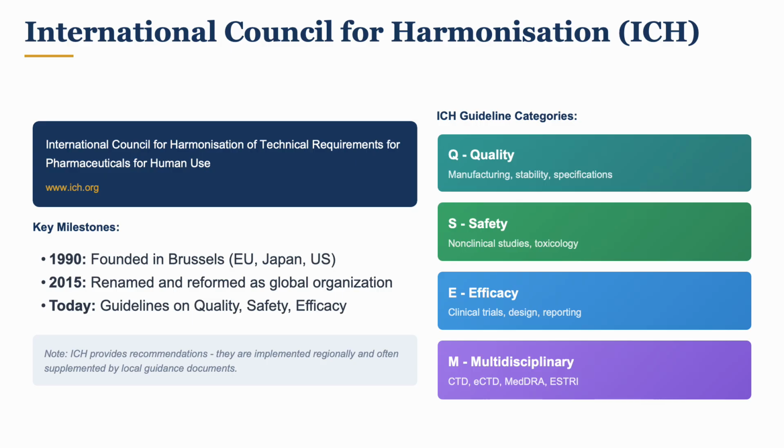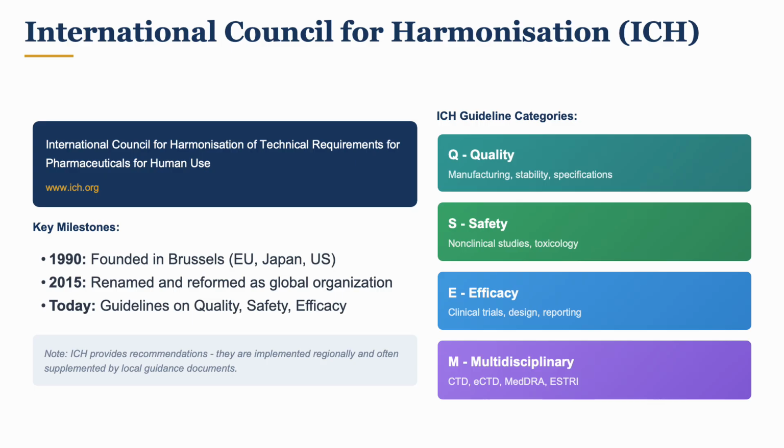Q guidelines address quality, manufacturing, stability, specifications. S guidelines cover safety, non-clinical studies in toxicology. E guidelines focus on efficacy, clinical trial design and reporting. M guidelines are multidisciplinary; this is where the CTD and eCTD specifications live.